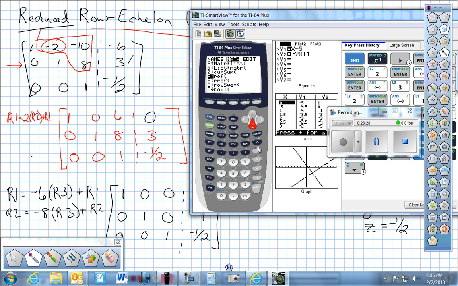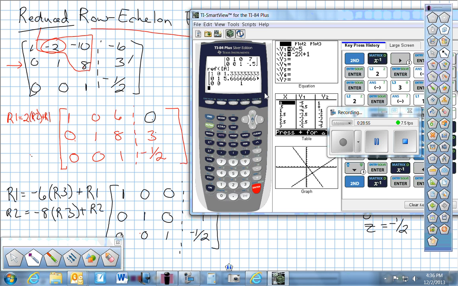So ref, I pick ref, and then I do matrix A. Whoops, it didn't pick matrix. So I'm going to delete those and delete it one more time maybe. And I do second matrix A, enter. It's a little bit delayed on here.